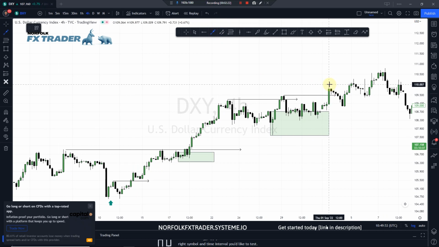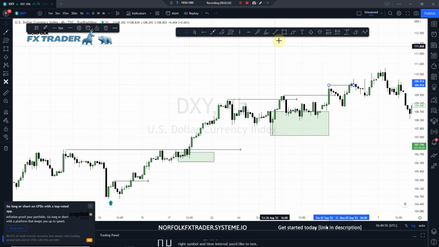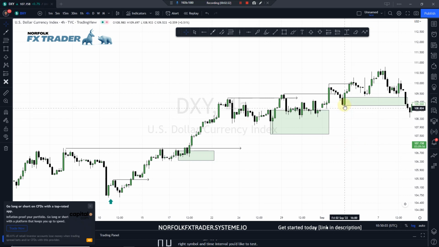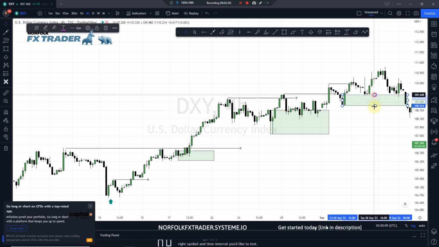So again, we continue on. We have another break of structure, and another area of demand we can draw. Okay, we do actually break through that area. Whether we draw it from the open price of this candlestick or from the high is totally up to you.